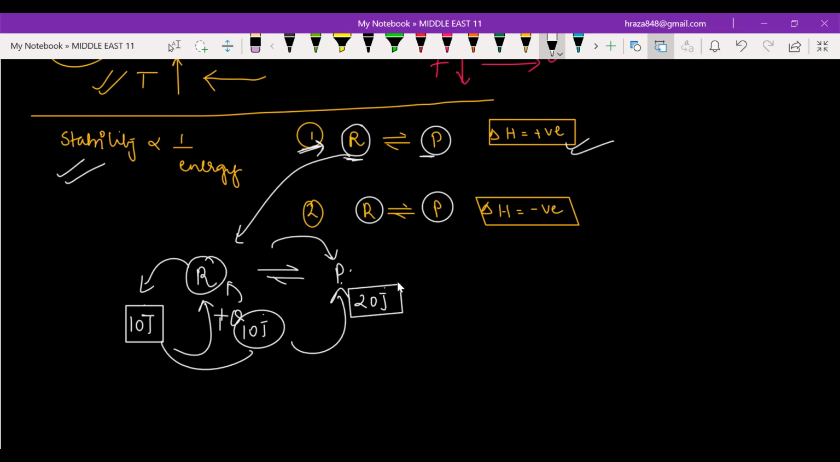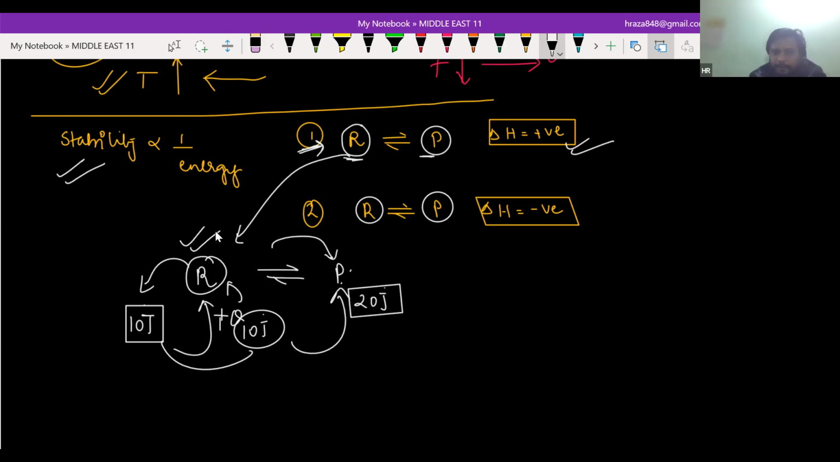Yes, sir. Now which one is more stable? Sir, reactant is more stable. Reactant is more stable, because we are giving heat to the reactant, so the product will have more energy. So when we give heat to the reactant, it is changed into product. Very good. Got it? Saif, are you getting it?